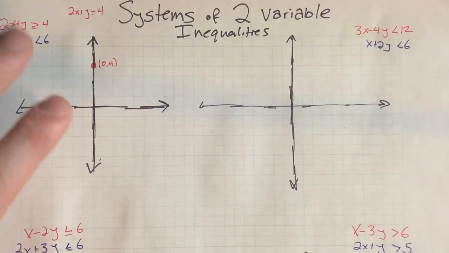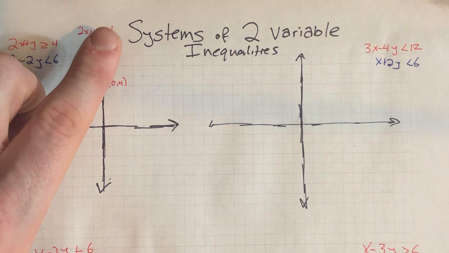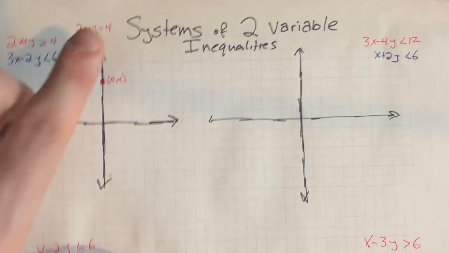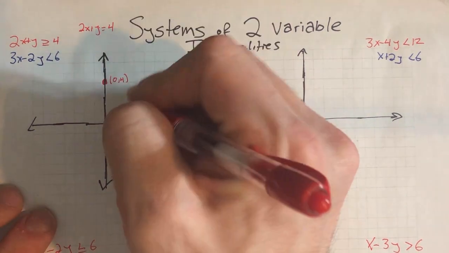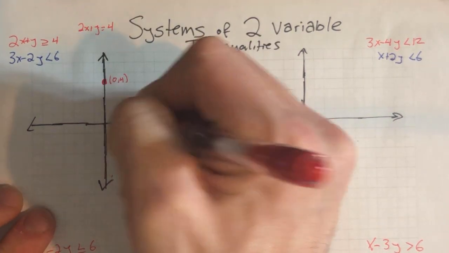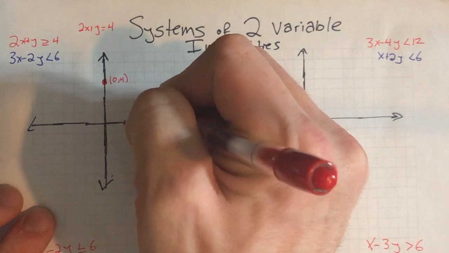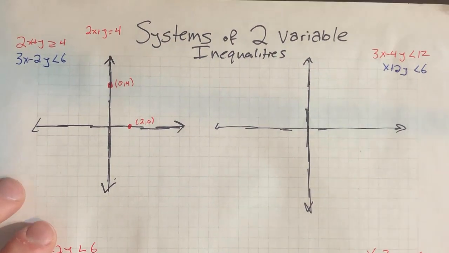Now I'm going to put my x-intercept, when y is 0. So I have 0, and when this is 0, 2 makes that true. So I have (2, 0). So that's my x-intercept and my y-intercept. And now that I've got both of those points, I'm going to go ahead and connect them to make a line.